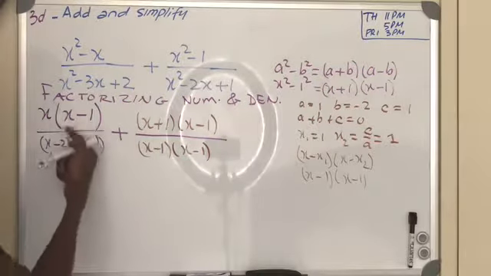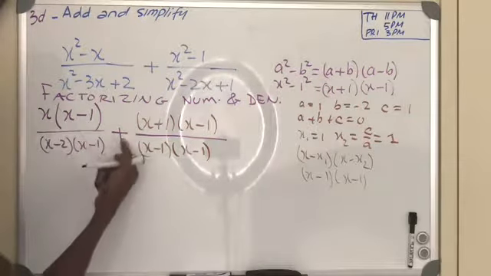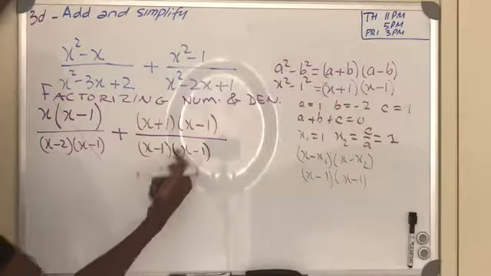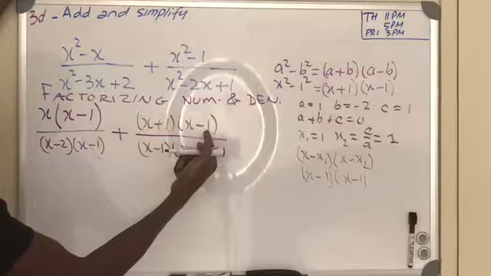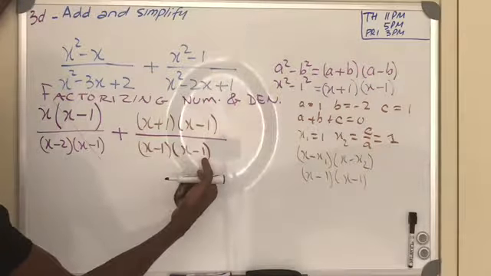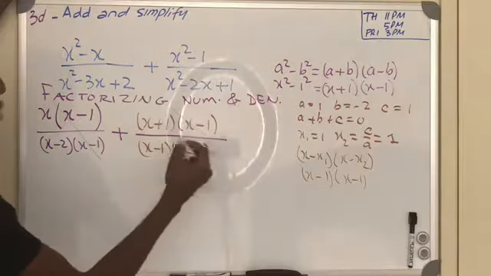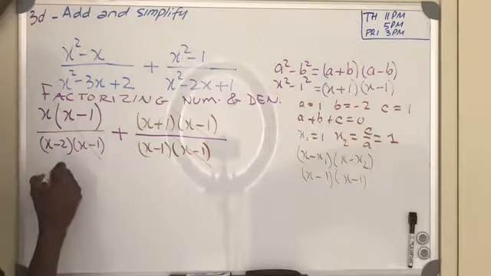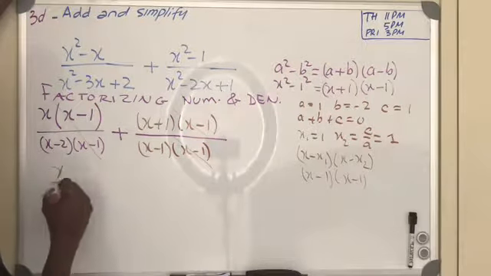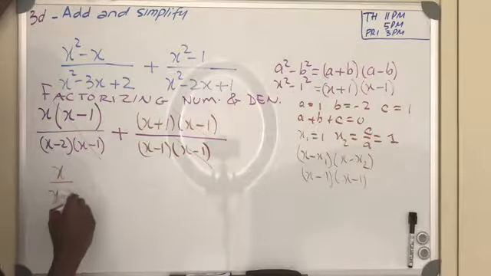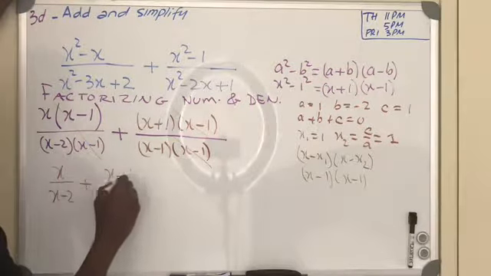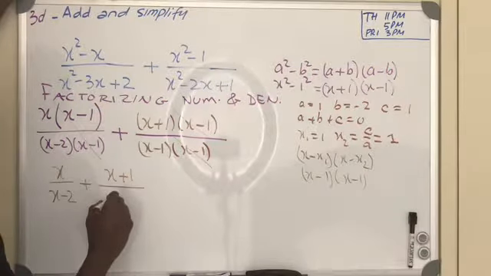If you have a fraction, if you can simplify, you simplify before you add. That's way simpler. Okay, I have x minus 1 in the numerator, x minus 1 in the denominator. I can delete these two as well. So what do I have left? I have x over x minus 2 plus x plus 1 over x minus 1.